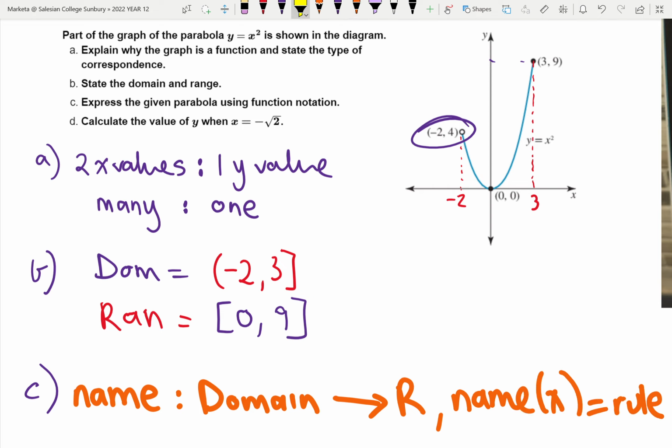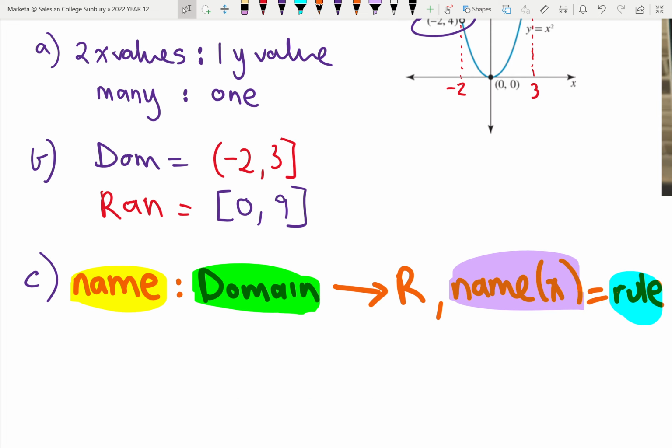So I'm just going to color code that. So the name, let's have the domain, and this, the name of x, and lastly the rule. You'll notice I haven't highlighted some of the parts of that because they're always the same.